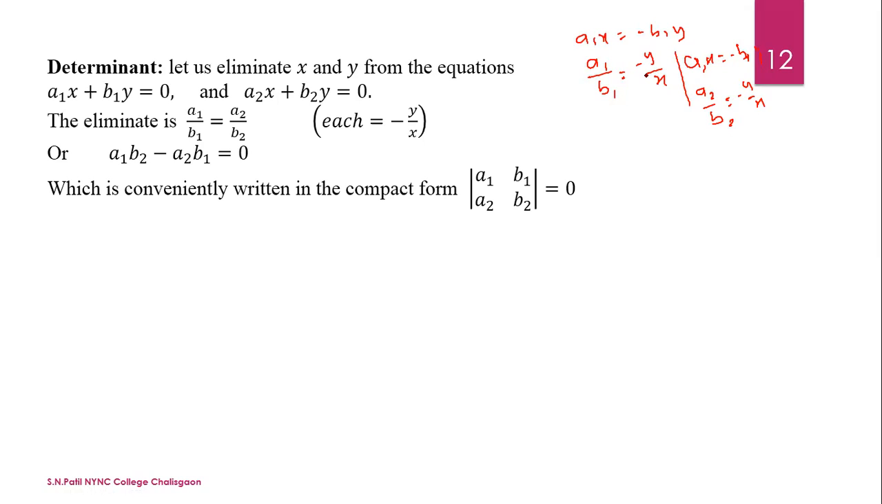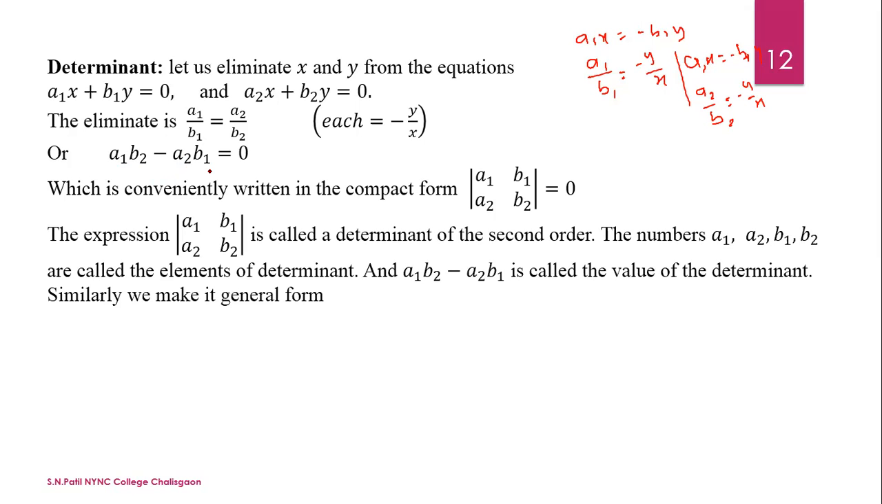Okay, so when we simplify, a1 is multiplied by b2 and b1 is multiplied by a2, then we get the simplified form. We write this in a compact form, and this compact form is called a determinant of the second order. The numbers a1, a2, b1, b2 are called elements of the determinant, and a1 into b2 minus a2 into b1 is called the value of the determinant.